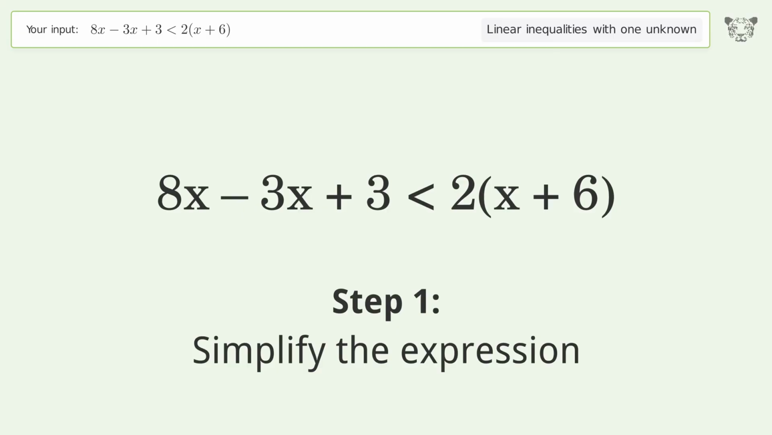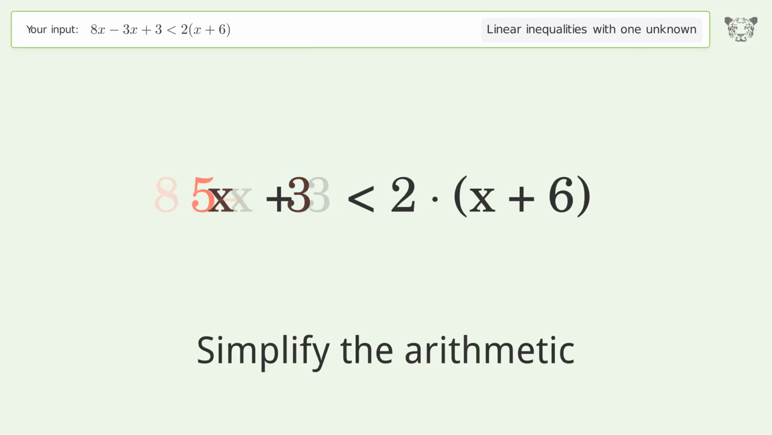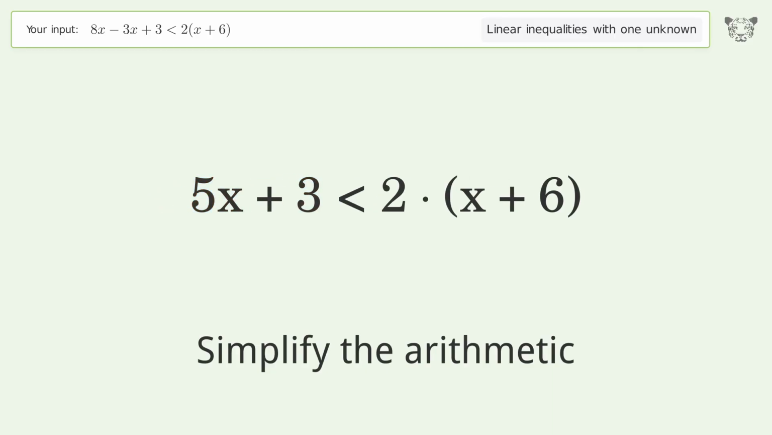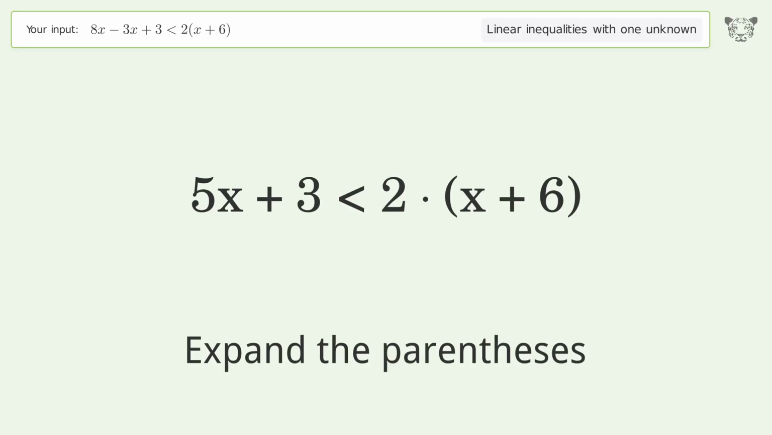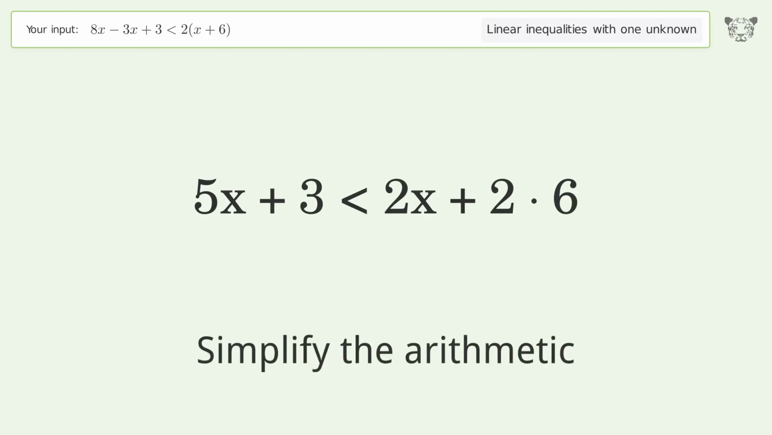Simplify the expression. Simplify the arithmetic. Expand the parentheses. Simplify the arithmetic.